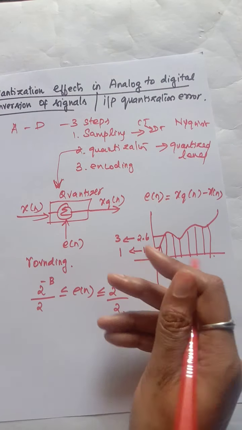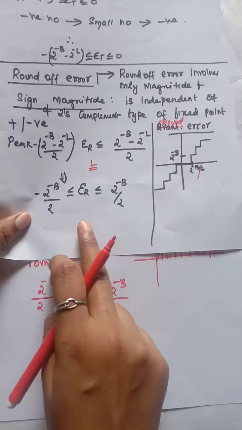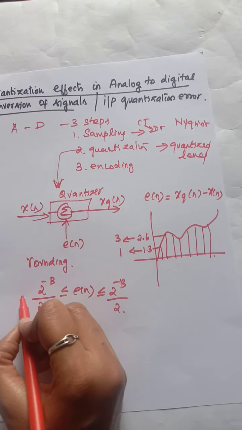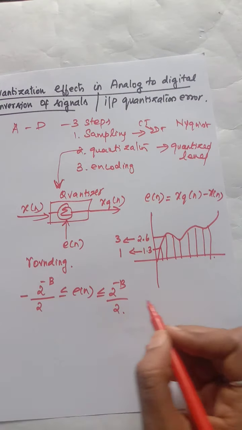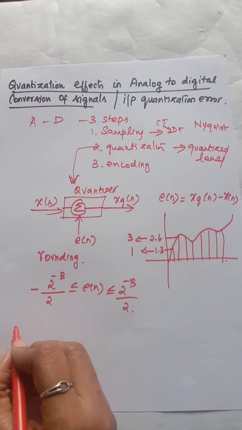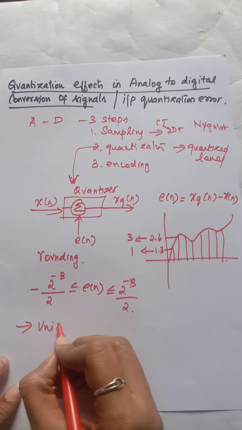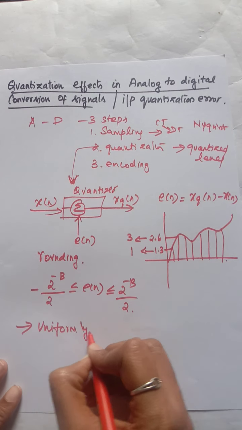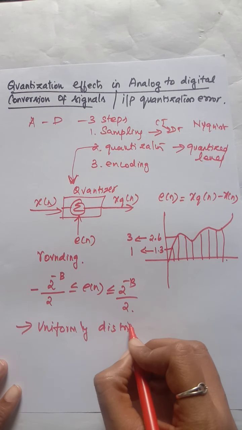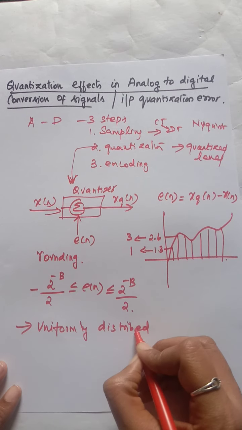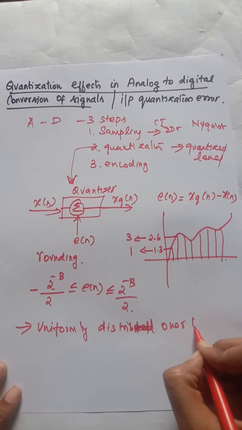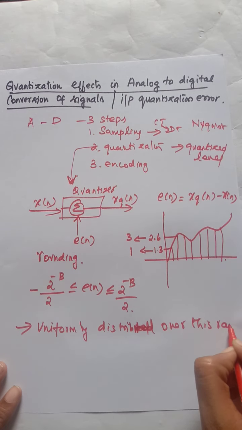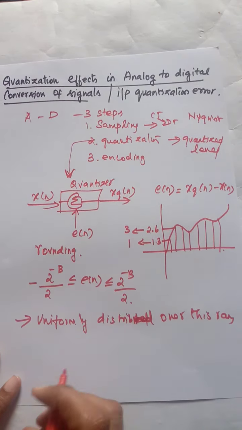So this is the range that I have written here, so this lies between this range. Okay, so this quantization error, the assumption we are going to make is that this quantization error is said to be uniformly distributed over this range. So in this range, this error is uniformly distributed.